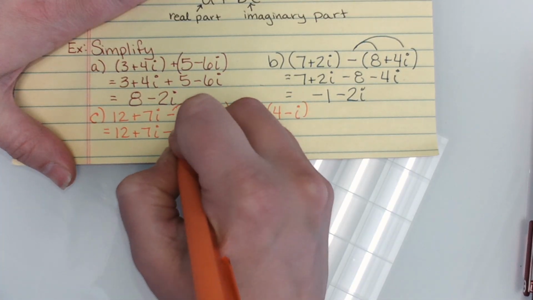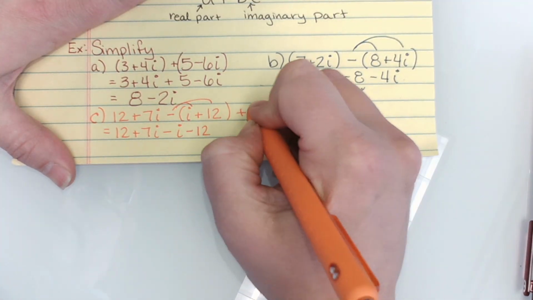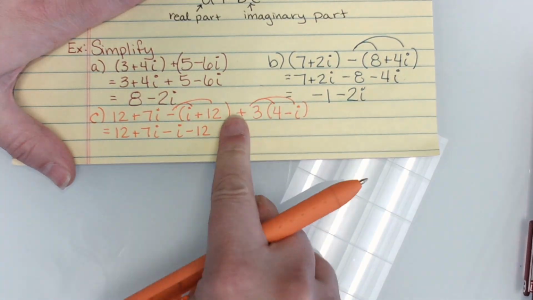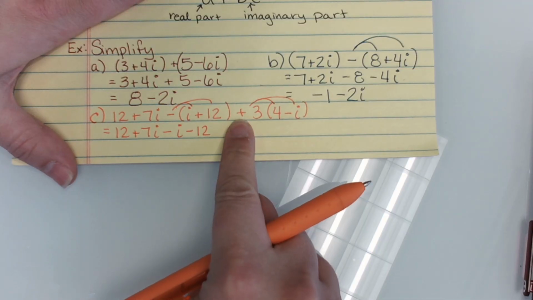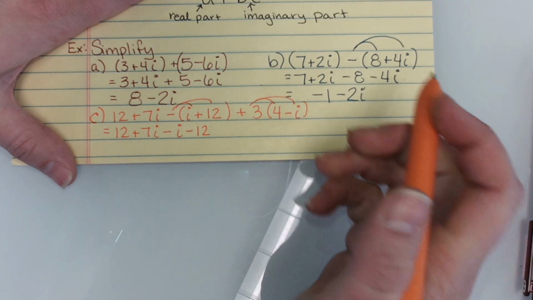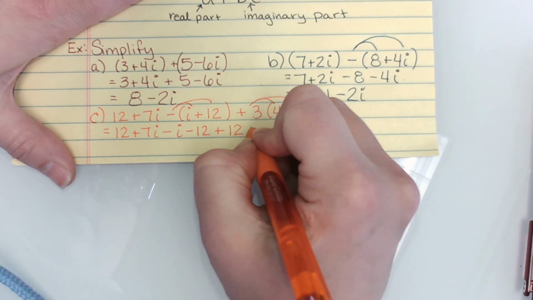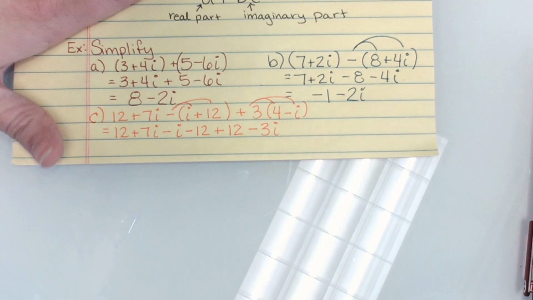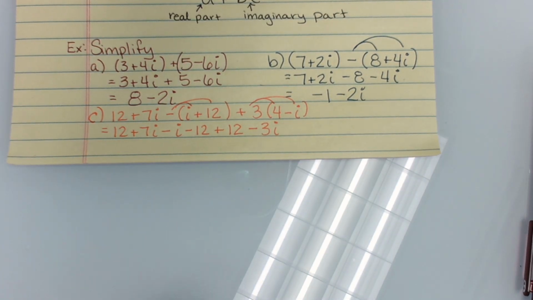Distribute your negative. Distribute your 3, being careful. If this was -3, I'd be distributing -3. And then combine like terms.